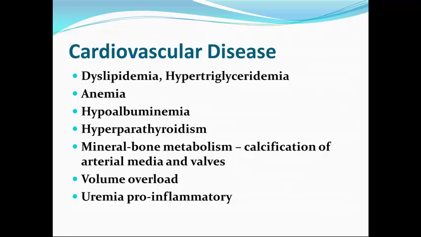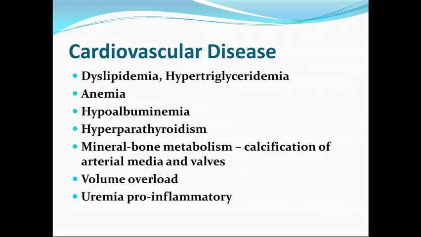We've talked about hyperparathyroidism. Because of the increase in phosphorus and the decrease in calcium, parathyroid hormone continues to be produced, and that then leads to bone mineral metabolism issues, which can further lead to calcification of the arterial media and the valves. So when you think about cardiovascular disease in these patients, you have calcification of the arterial media, which is significant, as well as hypertriglyceridemia, which increases atherosclerosis.